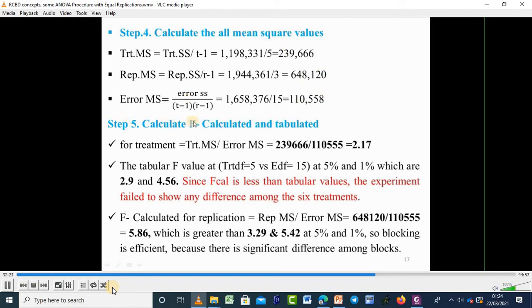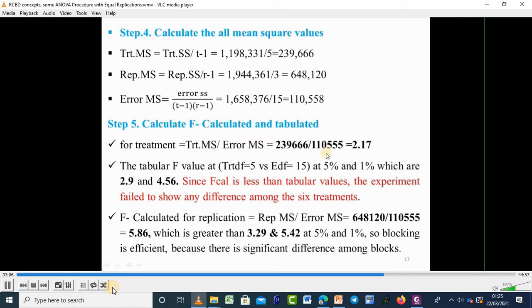The next step is to calculate the F calculated and tabulated for treatment mean square. Treatment F calculated equals treatment mean square over error mean square. Treatment mean square is 3966, divided by error mean square, which is 110,555. Sorry, it can be corrected, but it doesn't make a significant difference anyway.